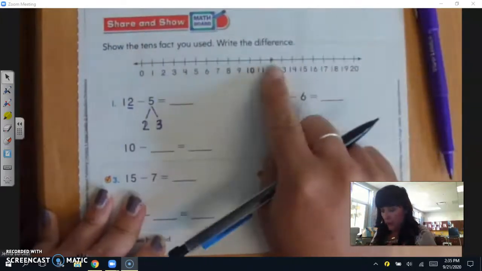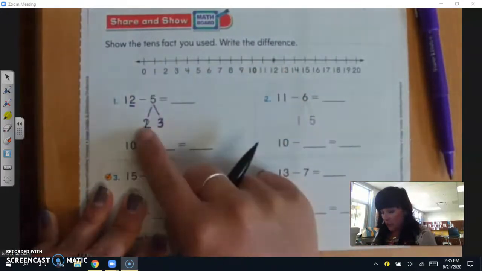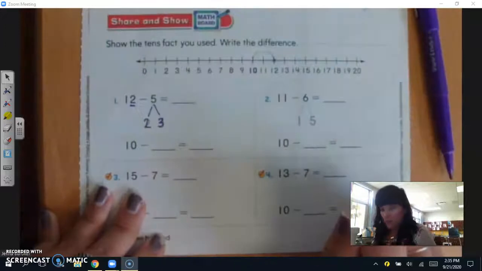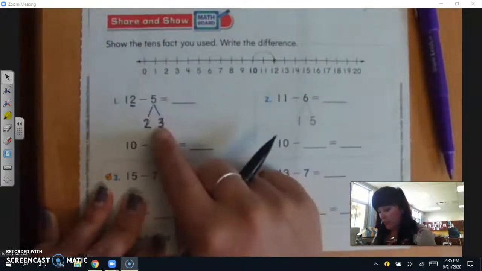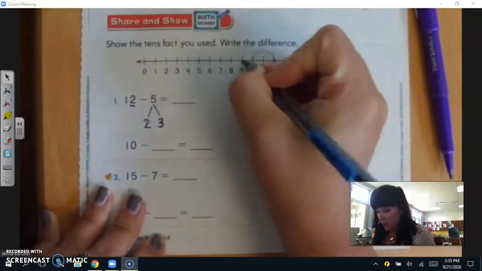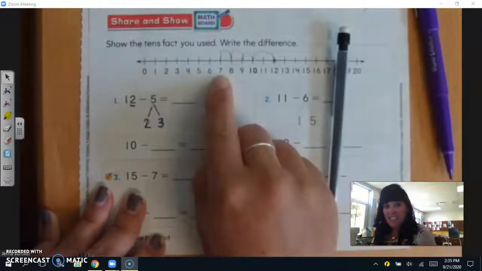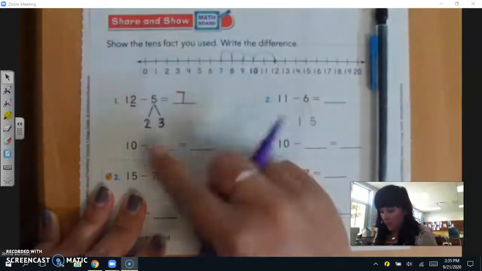I'm going to start at 12. And I'm first going to go back 2, and that will get me to my 10. I can make a jump like that. And then I have 3 more left to take away, and that's what I'm going to make my single jumps. Then I can go 1, 2, 3. And I stopped at 7. So my answer of 12 minus 5 equals 7.